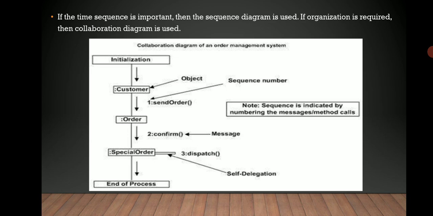When the time sequence is very important, we use the sequence diagram, because we should know which one will be executed one after the other. And if organization is required, we use the collaboration diagram. So this is the collaboration diagram of an order management system. You can see the numberings of the methods. That is, send order is the first one, confirm is the second one, and the third one is dispatch.